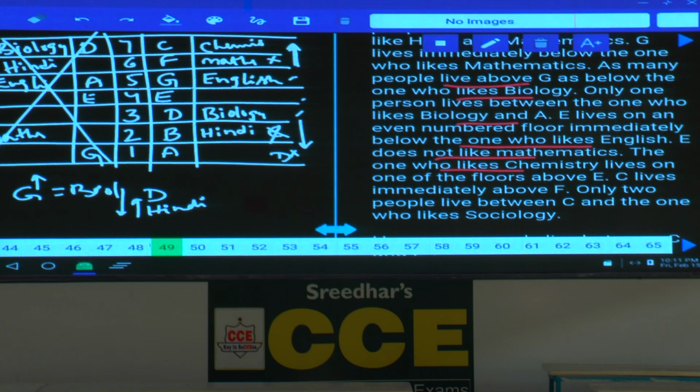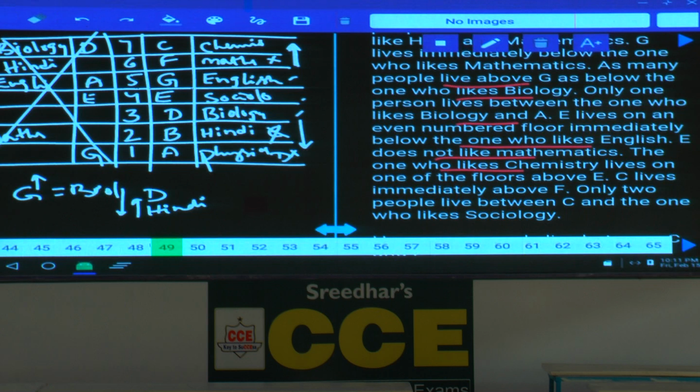Then, the one who likes chemistry lives on one of the floors above E. Above E, C lives immediately above F. Only 2 people live between C and the one who likes sociology. Between C and the one who likes sociology, how many persons are there? There must be exactly 2 people. Then what is the subject left over here? Physics is the subject left over, and the one who likes physics must be on the ground floor. Clear now?